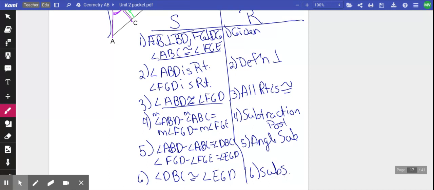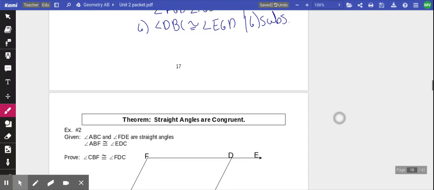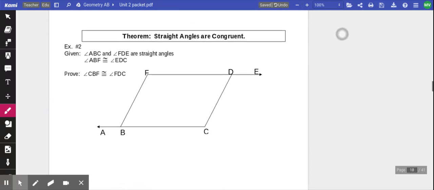Which is exactly what we wanted. So now our next theorem for today is all straight angles are congruent. Okay, so again, I'm going to start out with my colors.